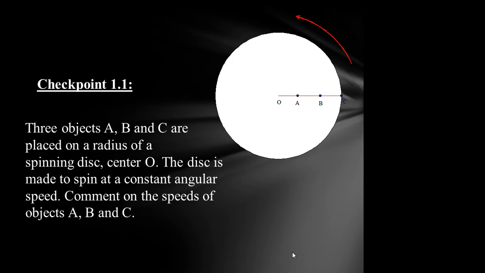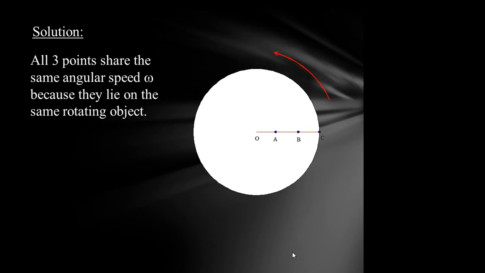How to be the button? He has to be the button, right? That's pretty easy. So most of you have gotten this. Since they all share the same angular speed or angular velocity, omega, we can use V equals R omega to solve. The larger your R, for the same omega, the larger the V, right?